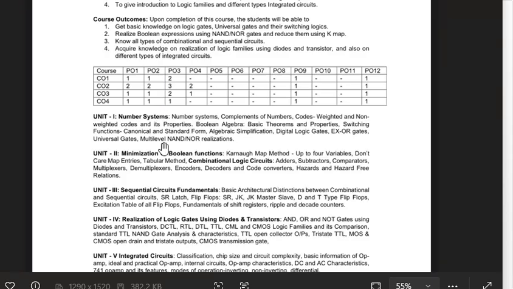So these are the 5 units. The first unit is the number system. I'm going to explain with detailed examples and easily so that you can understand very easily.